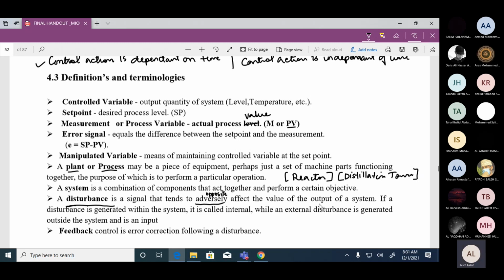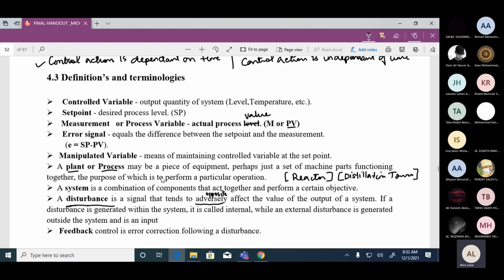Adversely affect the value of the output of a system. So if the heater or the room temperature is kept constant, what is happening when you open the windows? Hot air is coming in and it is making an opposite effect on the temperature. Okay, so disturbance is something that is undesired, but however, in every practical process, it is going to be there. You cannot avoid a disturbance.